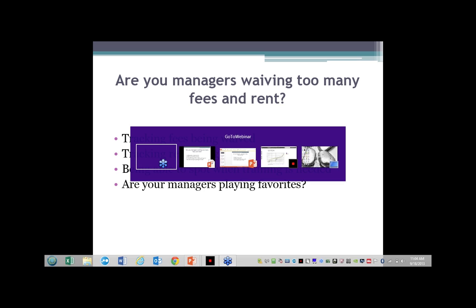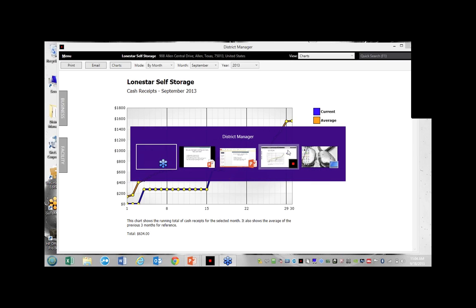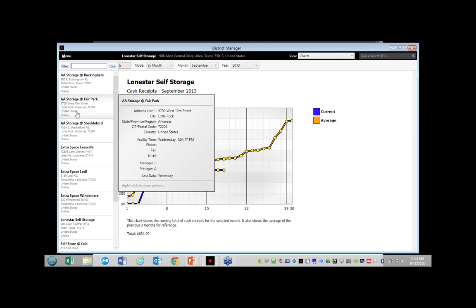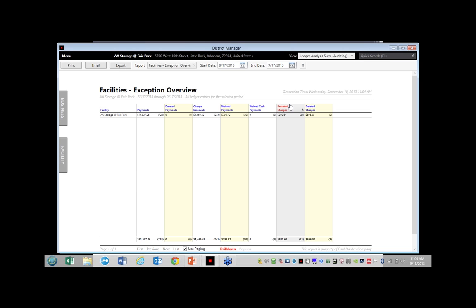And the first thing I'm going to do is go to another facility called Fair Park. And we're going to go to our Ledger Analysis suite, which is for auditing purposes. This gives us the basic exceptions for this particular time frame, the last 30 days. I'm just going to use that as a reference, but we can use entire histories back as far as there is data available on SiteLink, for example.